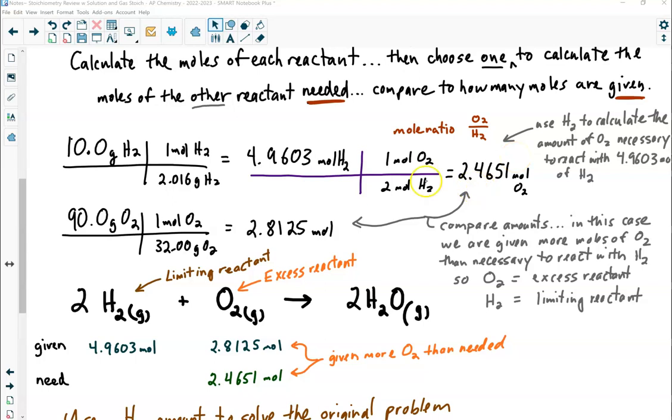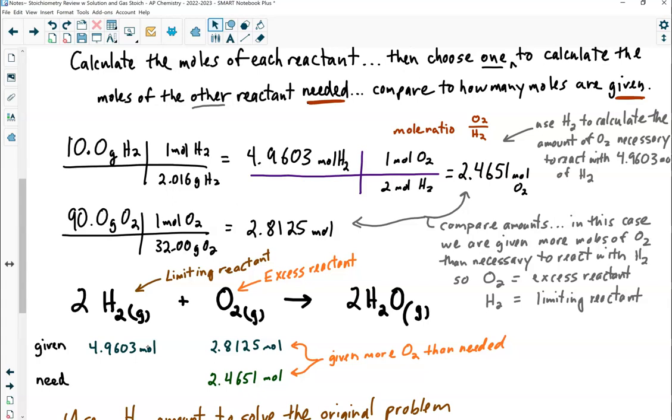What I find using this is that I would require 2.465 moles of oxygen. But when we compare that amount with the amount we were given, the given amount of 90 grams of oxygen is 2.8 moles, and that is actually more, right? That is more oxygen than is needed to go with the 4.96 moles of hydrogen.